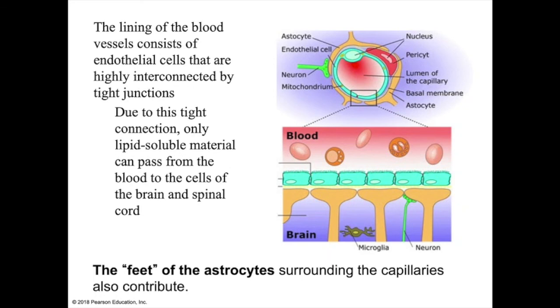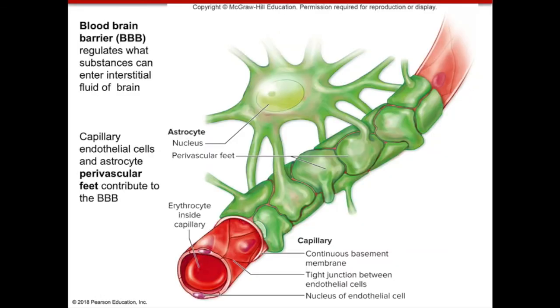The two main aspects that help form that barrier are the fact that the endothelial cells have very strong tight junctions, endothelium being the simple squamous epithelium that lines the inside of the blood vessel, the lumen, and the feet processes of the astrocytes. So you see here a representation of what the blood-brain barrier looks like.